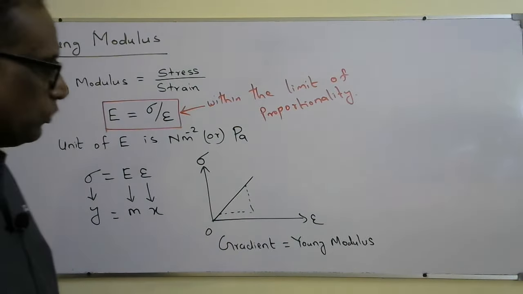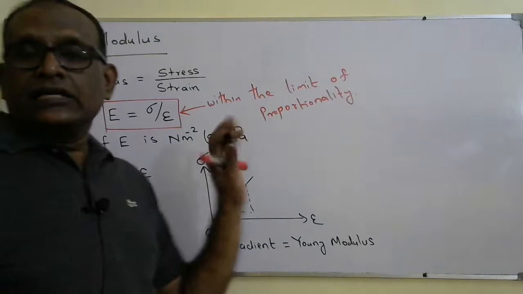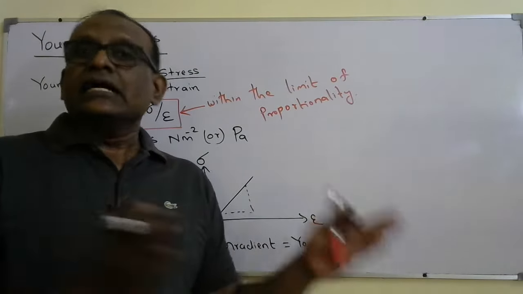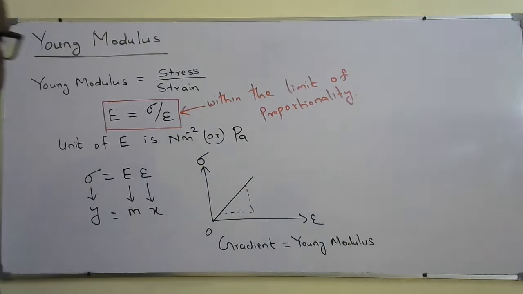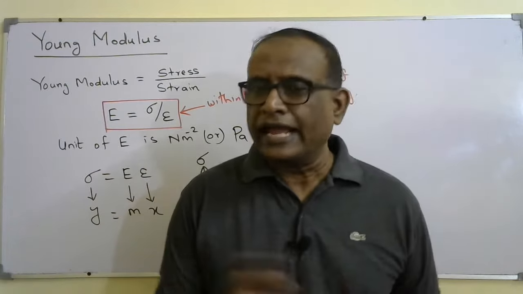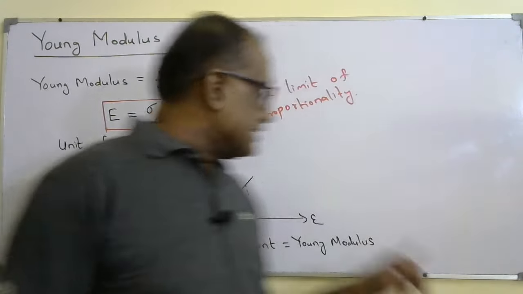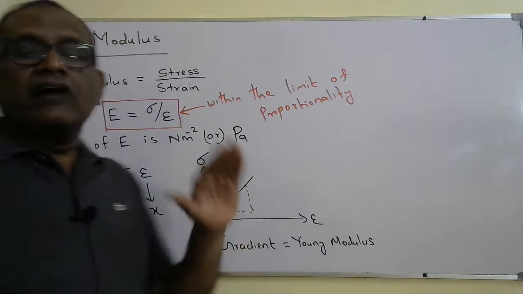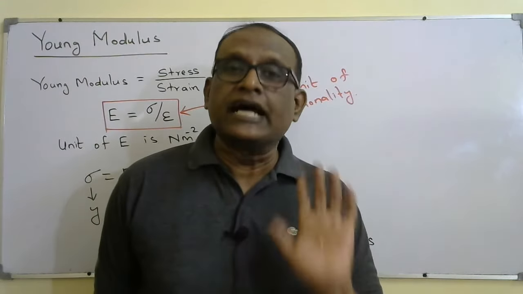That is, the graph will be a straight line only when the material or the given sample obeys Hooke's law, that is within the limit of proportionality. Okay, so we'll now analyze how we can compare the stress-strain graph, that is a straight line through the origin. The slope of the graph gives the Young modulus.